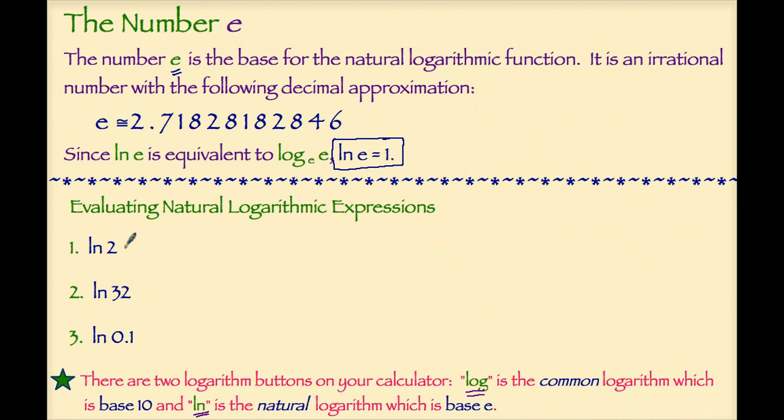For natural log of 2, we should get this decimal approximation, 0.693. Natural log of 32 should yield 3.466, and natural log of 0.1 will produce this approximation, negative 2.303. So this was just practice in using the natural logarithm button on our calculators.